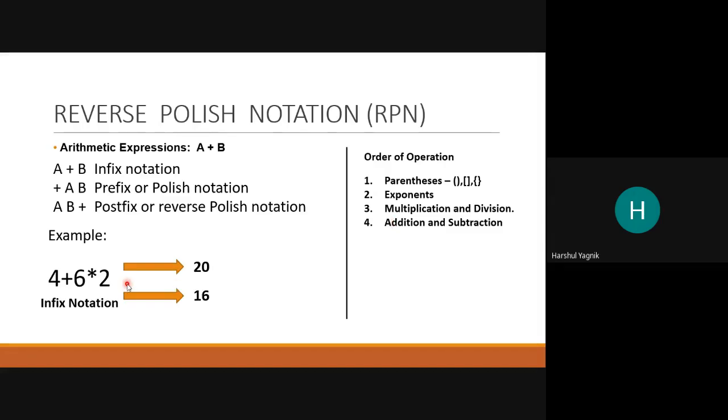So what happens in the case of reverse Polish notation, and why is it important? Because it is easier for the machine to understand. Normally we use infix notation, but for machines, the operands are received first, and then the operation. So the operator comes at the last.